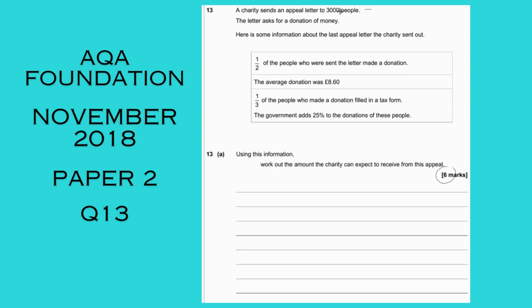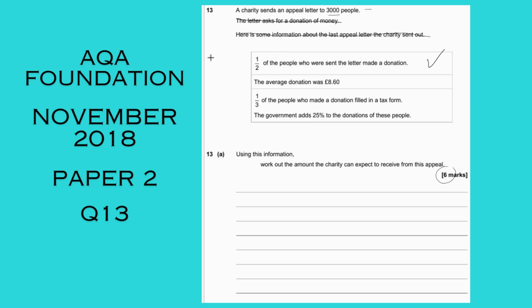A charity sends an appeal letter, 3,000 people. Can't do any maths, but certainly going to bank that information. The letter asks for a donation. Don't care. Here is some information. Don't care. Half of the people who were sent the letter. Stop. We can earn a mark. We can do some maths.